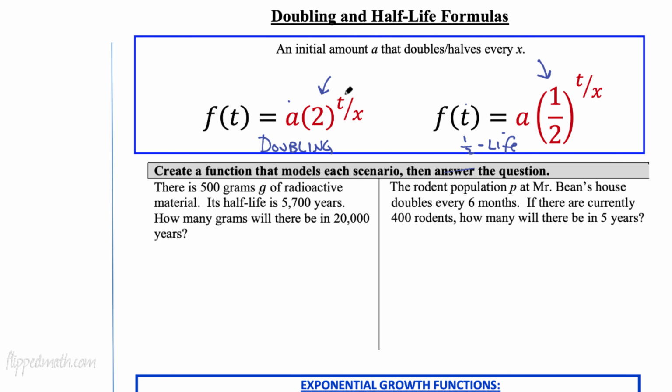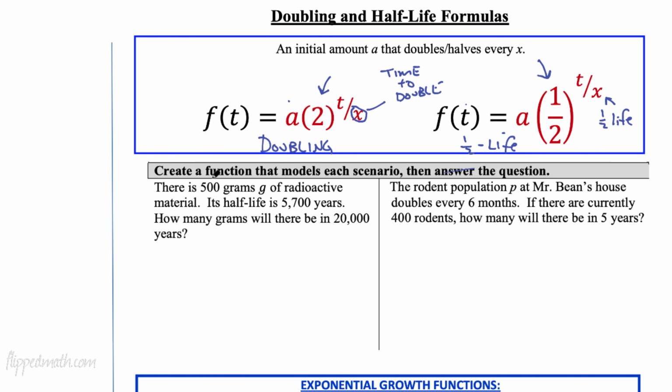Now, if you notice, the form changed a little bit because our exponent became t over x. Well, x here is the doubling. It's the time it takes to double. So I'm going to write time to double. Or we call that the half-life. If we're doing a half-life problem, it's the time it takes something to decay to half of whatever you started with. Now let's see how it works with the first example here.